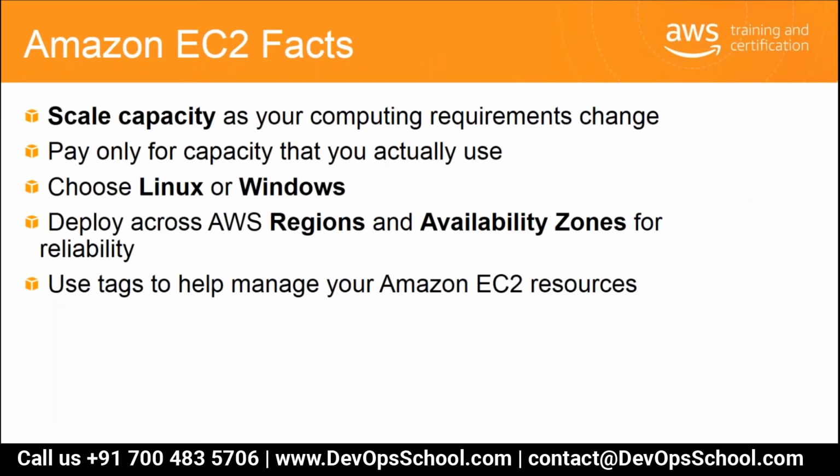So some facts about EC2. EC2 scales capacity as your computing requirements change. You pay only for what you use. You have an option to choose from Linux or Windows as per your requirements. You can deploy these EC2 instances across different regions on the AWS infrastructure. You can also tag these resources using tags so that you can manage your resources as per your convenience.